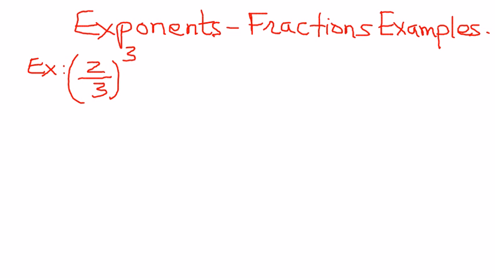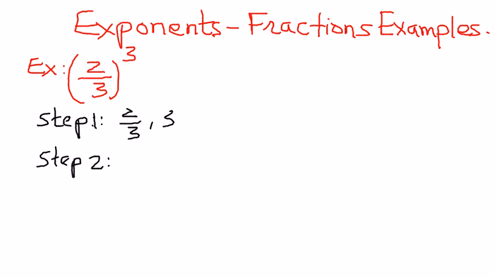In this case, we'll break it down into steps. Step number 1. We want to recognize what the base term here is, and what the exponential term here is. The base term here happens to be a fraction, and the exponential term here is 3. So that is step number 1. In step number 2, we're going to apply the concept, and the concept is telling us that the base term needs to be repeated the number of times the exponential term is indicating to us.